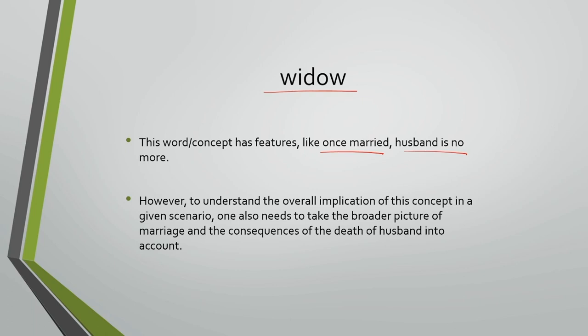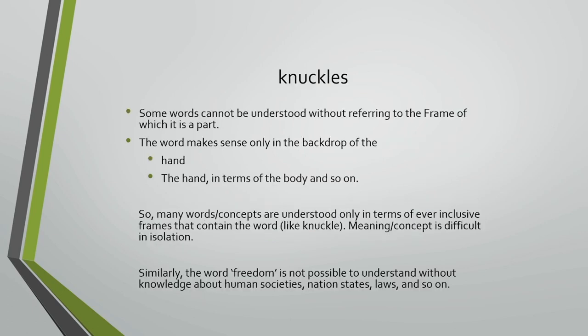So, for the overall implication of this concept in a given scenario, you need to have an understanding of the broader picture of marriage and what it entails, and the consequences of the death of a husband have to be taken into account. This might refer to a completely different picture in one scenario and a very different picture in another. What marriage entails and what the death of a husband entails may be different in different scenarios. So, even when a word has necessary and sufficient features, understanding the frame within which that word is placed in a cultural and social scenario makes us understand things better.